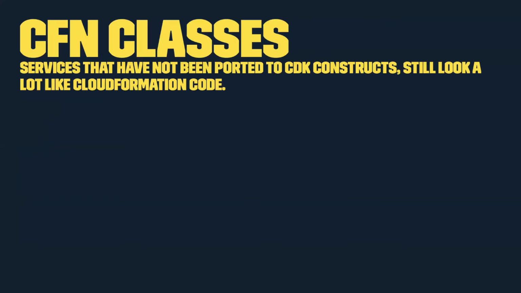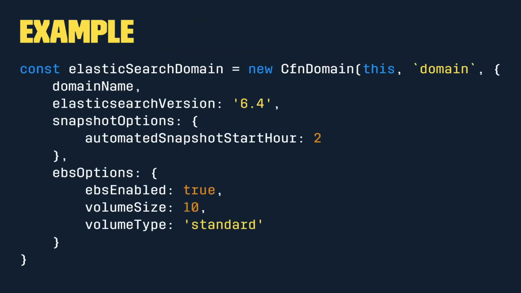There are a couple of classes that are still lingering around that are prefixed with CFN. These are things that have not yet been ported to a fully wrapped CDK class, and they still look a lot like CloudFormation code, and you still have to provide all those details. So for example here, if you want to use AWS Elasticsearch, you'll notice that it's a CFN class.